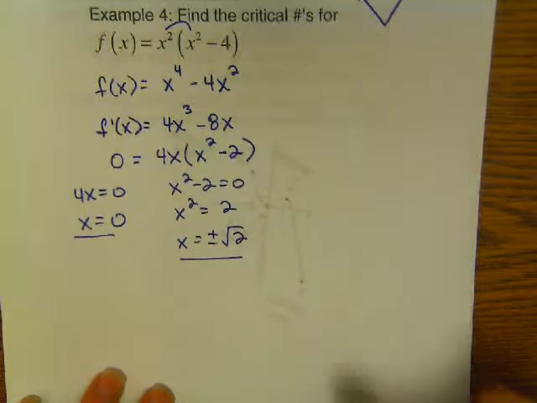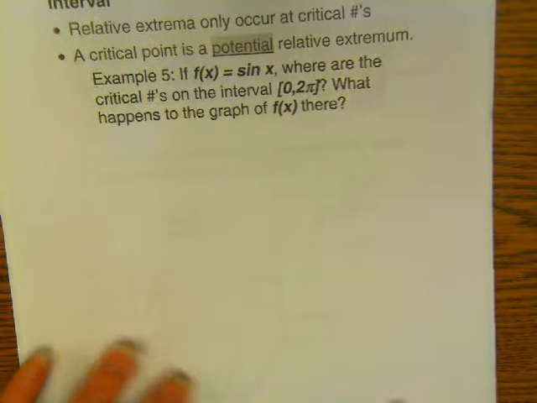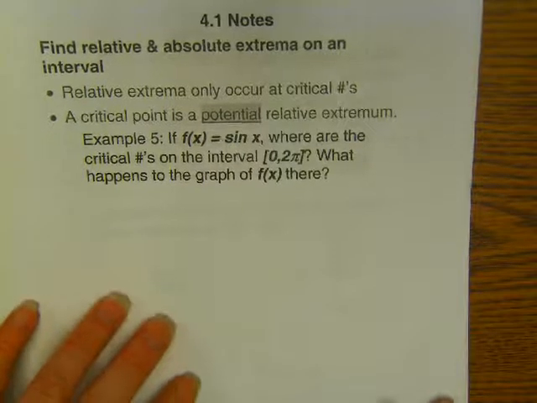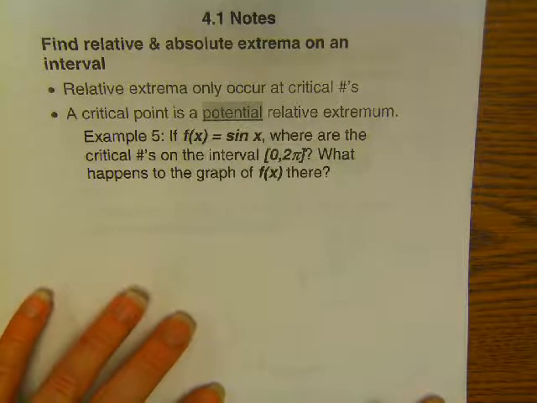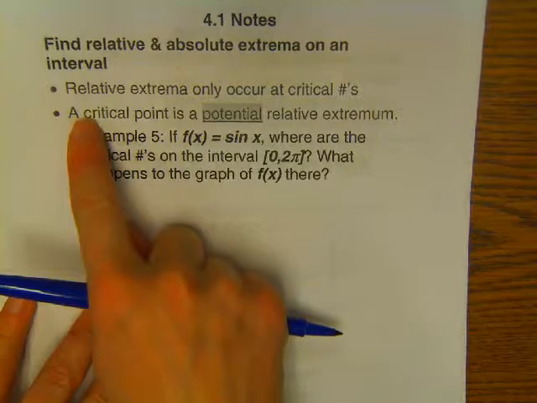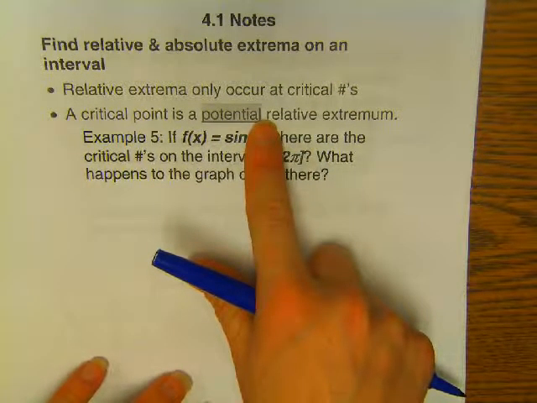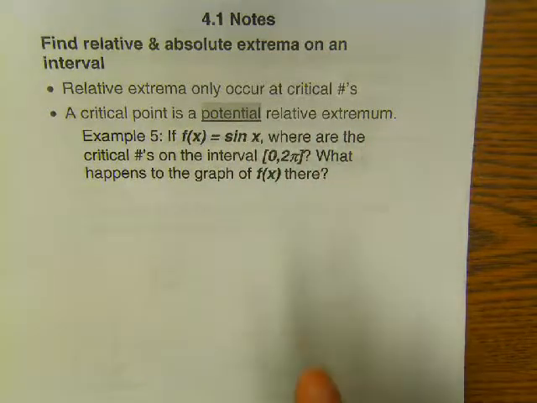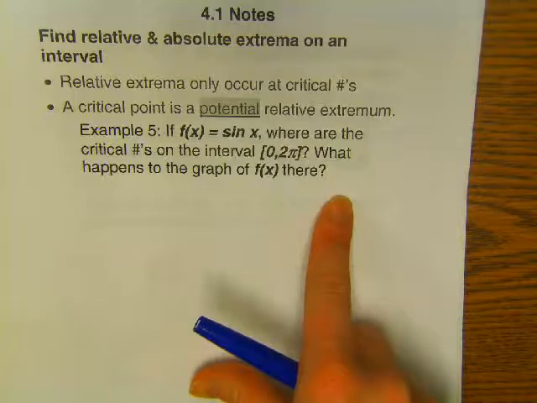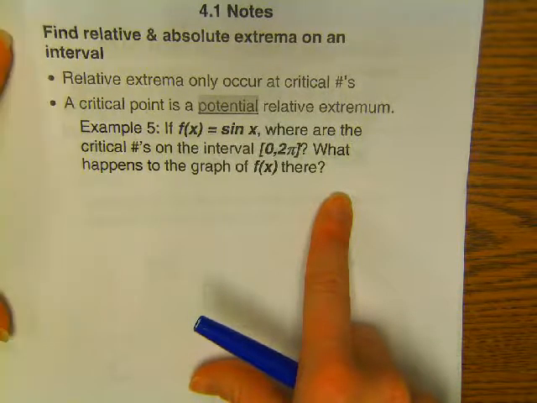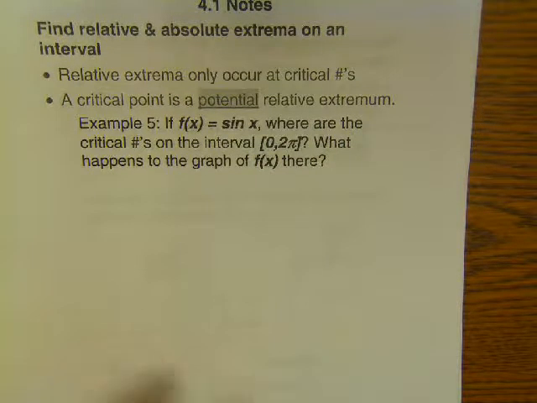Okay, so if I'm trying to find something on an interval, what I would have to do is check two things, the critical numbers and the endpoints. But I'm just going to ask for a critical point on these ones, okay? So if f of x equals sine x, where are the critical numbers on the graph? So we would be looking for where the derivative is 0 again.